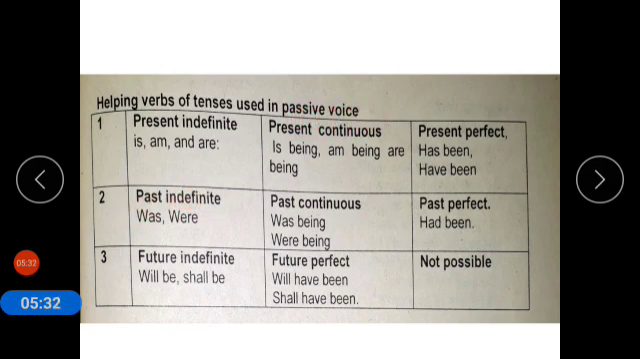For past indefinite tense, we will use was, were. Past continuous tense, we will use was being, were being. For past perfect tense, we will use had been. Future indefinite tense, we will use will be, shall be. There will be no future continuous tense, so we will use future perfect. We will use helping verbs will have been, shall have been. So I repeat that these are the helping verbs which will be used in passive voice.